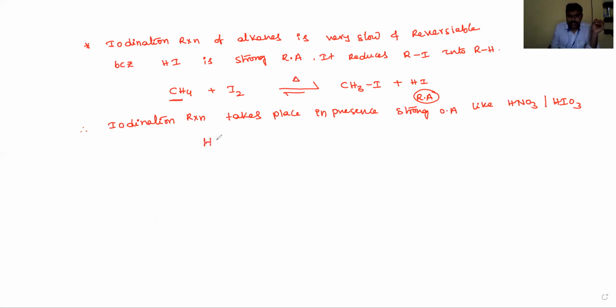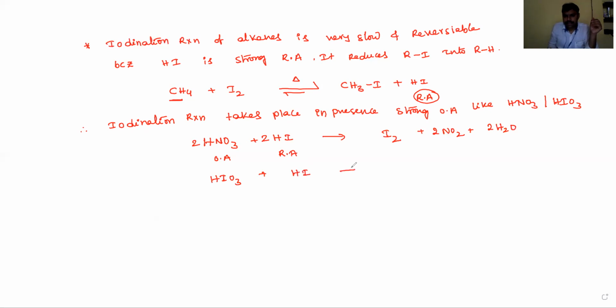For example, take HNO3. This HNO3 is the oxidizing agent, and it oxidizes HI, the reducing agent, into iodine immediately. Dear students, take 2 moles and 2 moles, to produce 2 moles of NO2 byproduct and 2 H2O. In the same way, in place of HNO3 you can take HIO3, iodic acid. It also reduces HI into iodine.